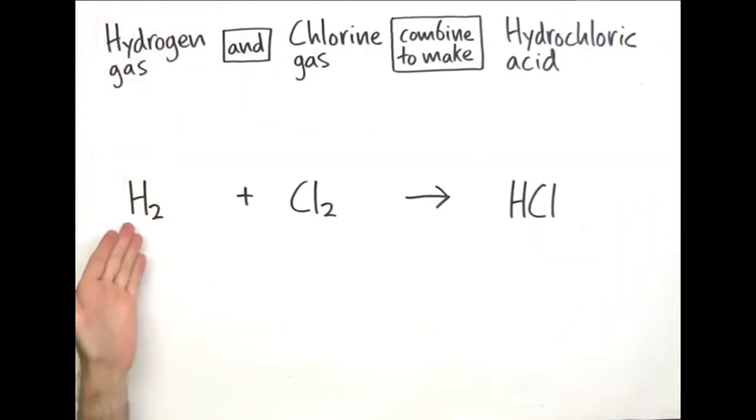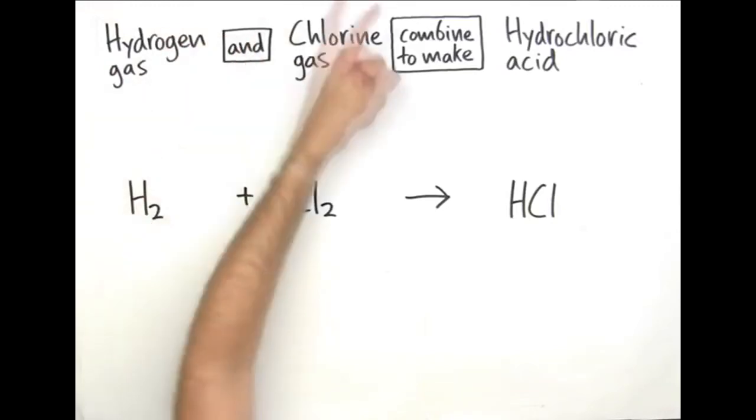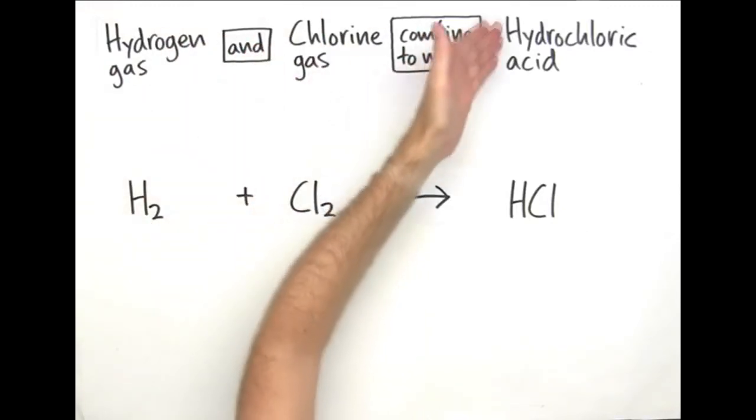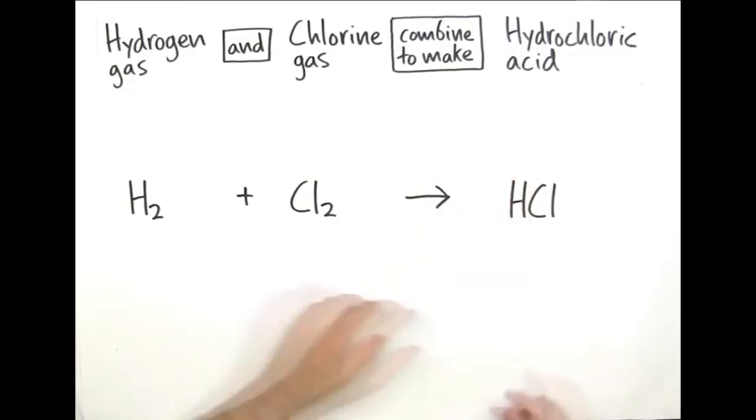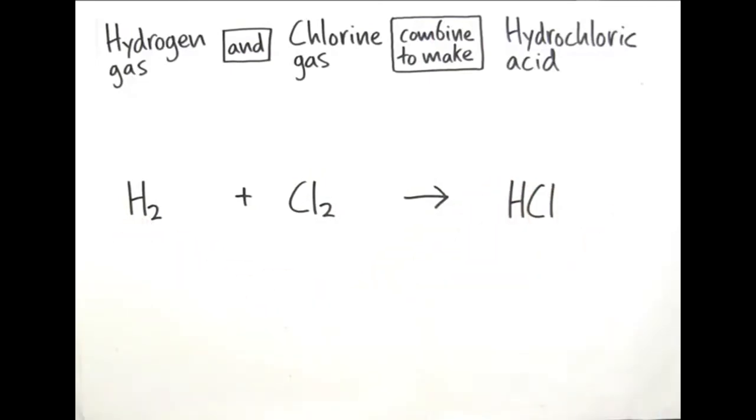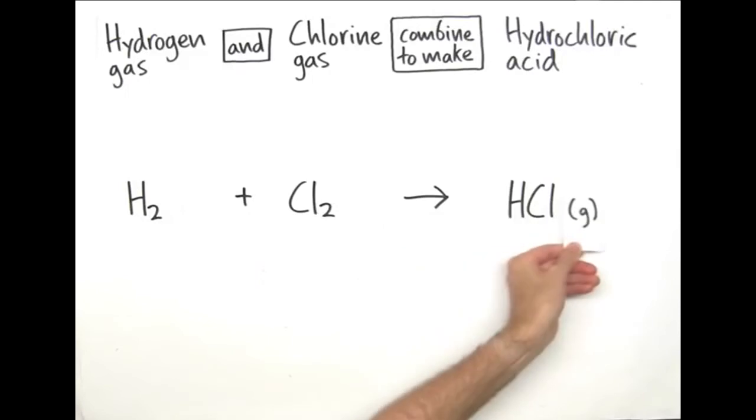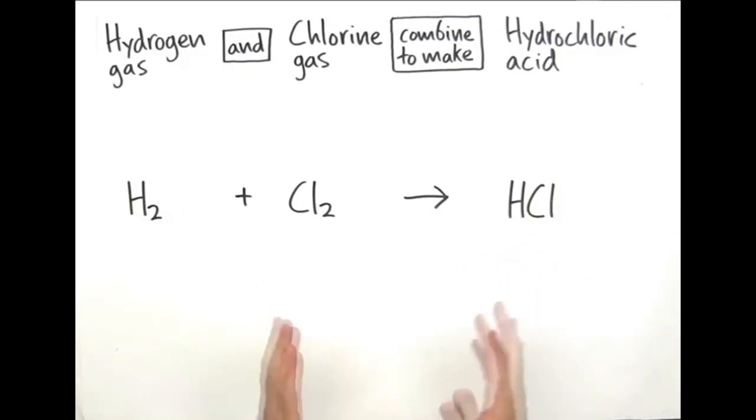Hydrogen gas, its chemical formula is H2. We have the plus. Chlorine gas is Cl2. We get the arrow, and then hydrochloric acid, its chemical formula is HCl. Okay, now if I wanted to be really precise about things, I could put a (g) in parentheses next to each one of these to show that they're gases, but I'm trying to keep things simple for this video.